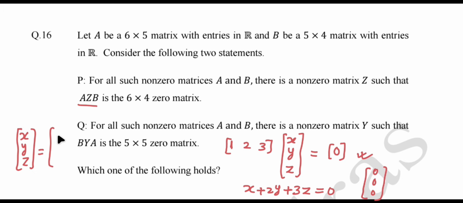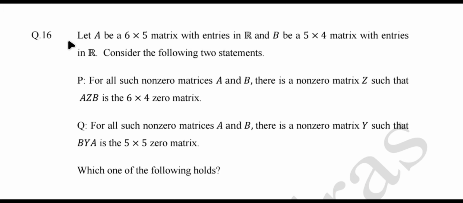Okay, minus 5, 1, 1. If you put this here, then this will be equal to 0. The zero matrix always satisfies such relations. We have to find a non-zero matrix in both, whether it be statement P or statement Q.